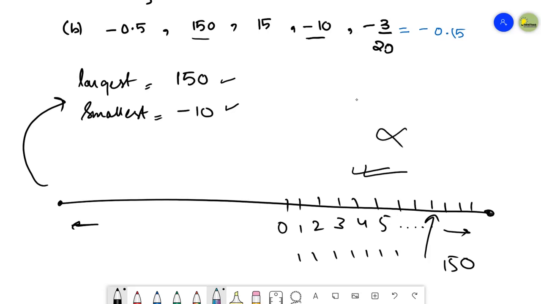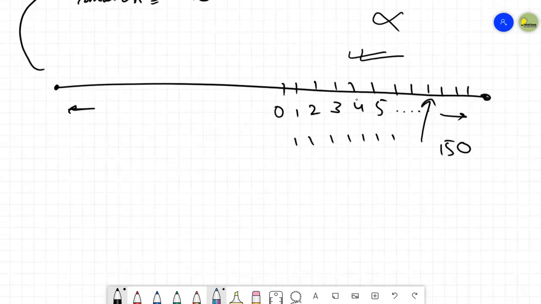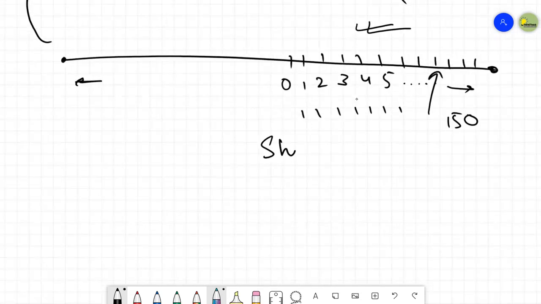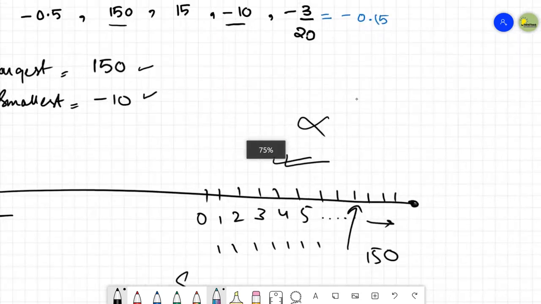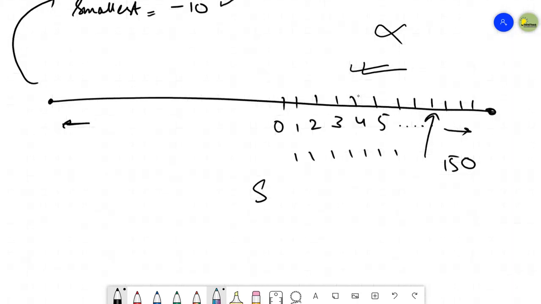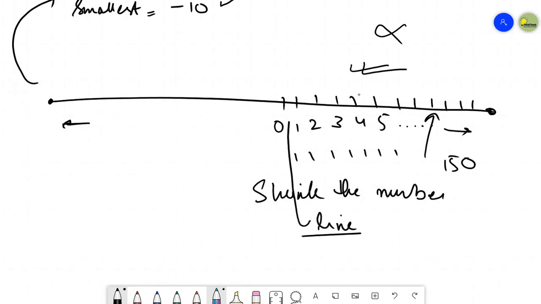So the alternative way to plot bigger values or very small values on a number line is that you have to shrink your number line. You need to shrink your number line the same way that you have done in part A of this question. Shrink the number line. Shrink means that you must have this difference bigger. You need to have this difference bigger.